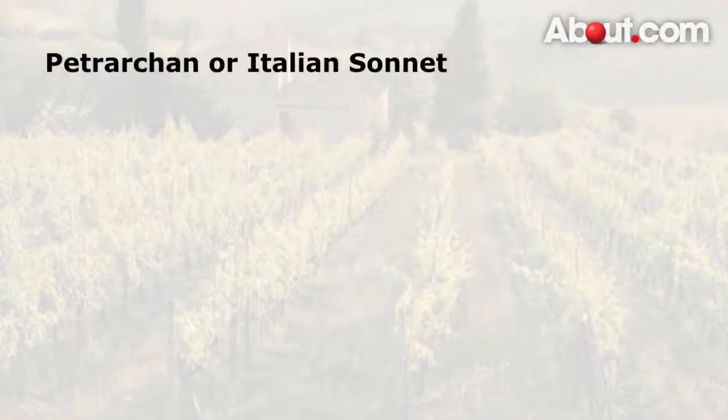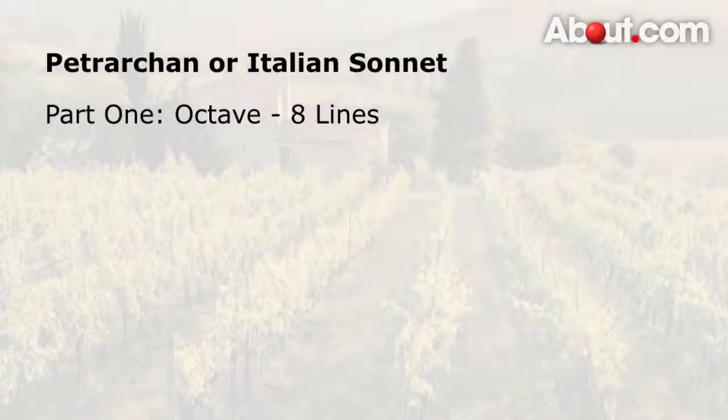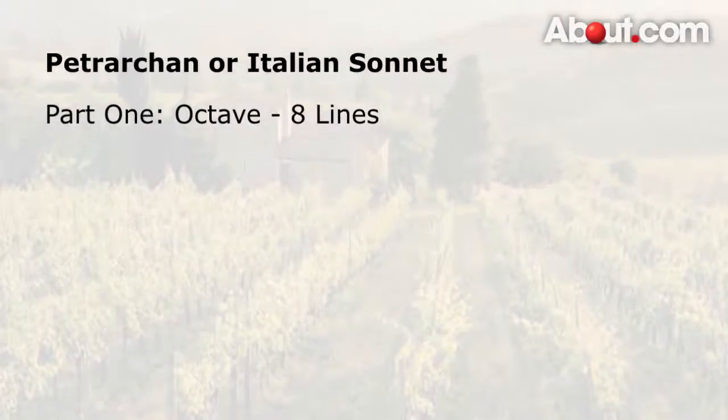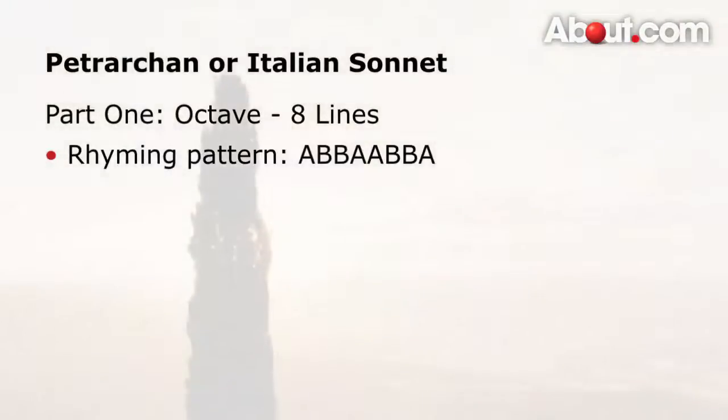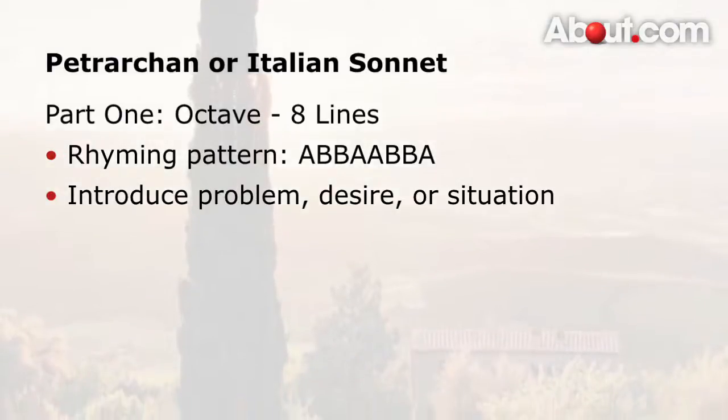The Italian sonnet has 14 lines, which are divided into two parts. The first part is called an octave, and it contains the first 8 lines. The rhyming pattern of the octave is A, B, B, A, A, B, B, A, and it is used to introduce a problem, present a situation, or talk about a desire.